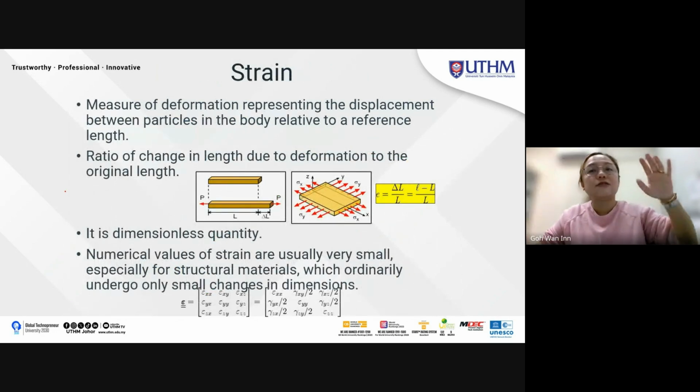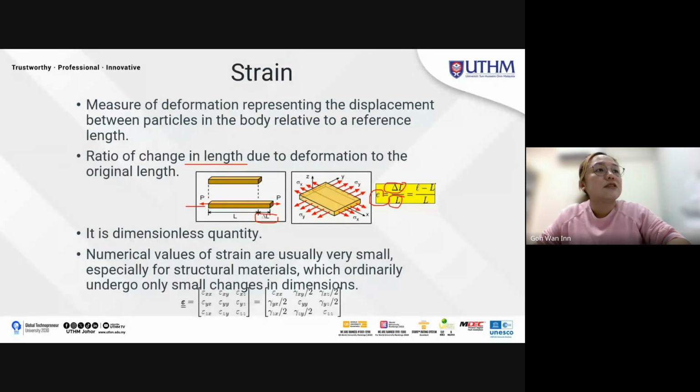Strain. Just now is stress. So strain is a measure of deformation representing the displacement between particles in the body relative to a reference length. So this one you can see is the ratio of change in the length due to the deformation over the original length. So when you push it, you can see the elongation is equal to the difference in length over the original length. The ratio is according to deformations.